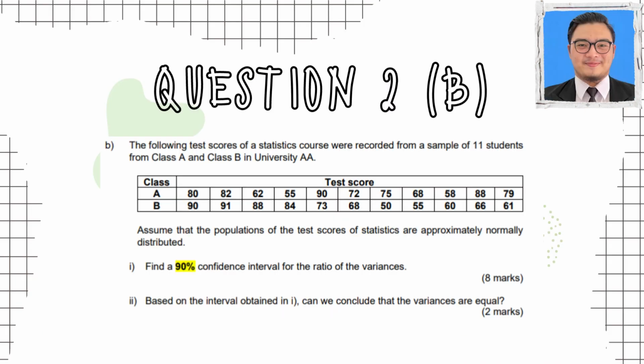Okay, next we move to question 2b, which is divided into two parts, 1 Roman and 2 Roman. As we can see at the question, the following test scores of a statistics course were recorded from a sample of 11 students from Class A and Class B in University AA. Assume that the population of the test scores of statistics are approximately normally distributed. First, they ask us to find a 90% confidence interval for the ratio of the variance, and second, based on the interval obtained in 1 Roman, can we conclude that the variances are equal?